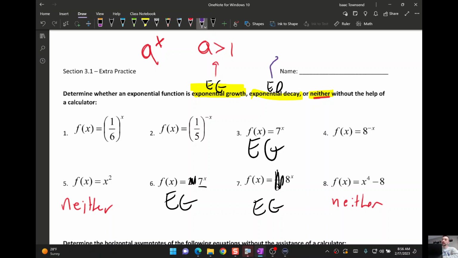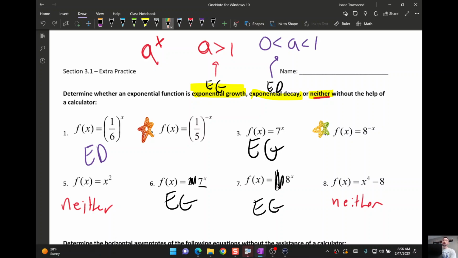Exponential decay is when a is less than 1 but bigger than 0. We have to say bigger than 0 because if it's negative, that's when you flip it, it doesn't have anything to do with what type of exponential equation it would be. So the easiest one to see would probably be question 1. 1/6 to the x power is exponential decay. But the two that I'm most concerned with are question 2 and 4.